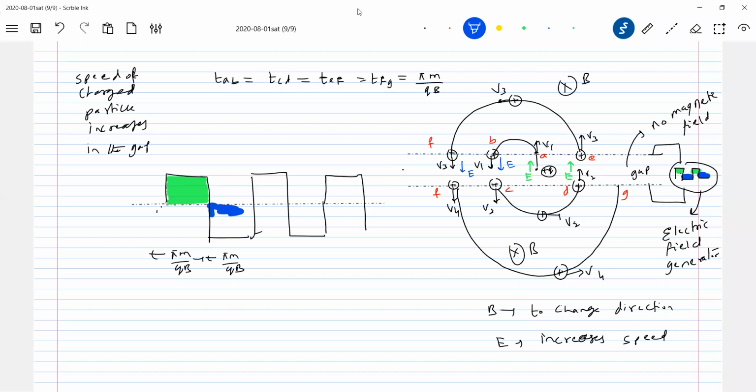Shall I apply a sine wave or this square waveform? This is called a square waveform. So it should be a square waveform. So what should be the time period of this? It should be the time period of revolution of the charged particle.